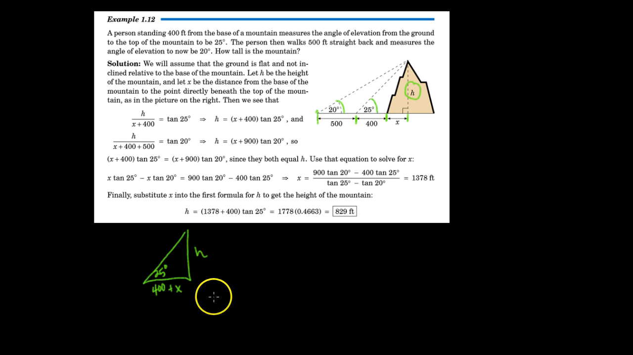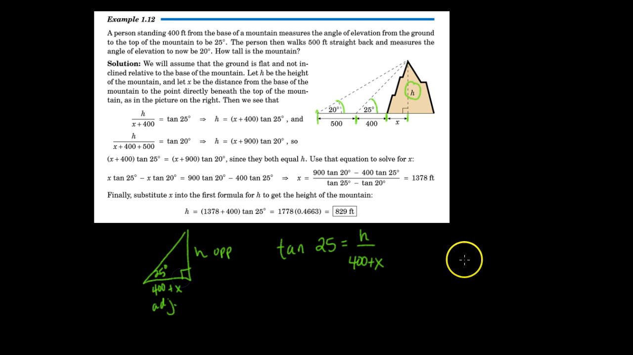Okay, so they use tangent because they're dealing with an opposite leg and an adjacent leg. So for the first equation, they say that the tangent of 25 degrees is equal to h over 400 plus x. That's in the right triangle 1. See how convenient it is to make right triangles.